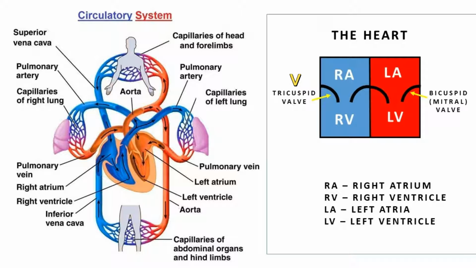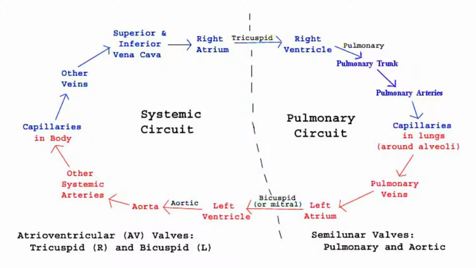There are 2 valves present between the atria and ventricles. First is the tricuspid valve, which is present between the right atrium and right ventricle. Second is the mitral or bicuspid valve, which is present between the left atrium and left ventricle. Now we are going to see the circulatory system and how it works throughout the body.